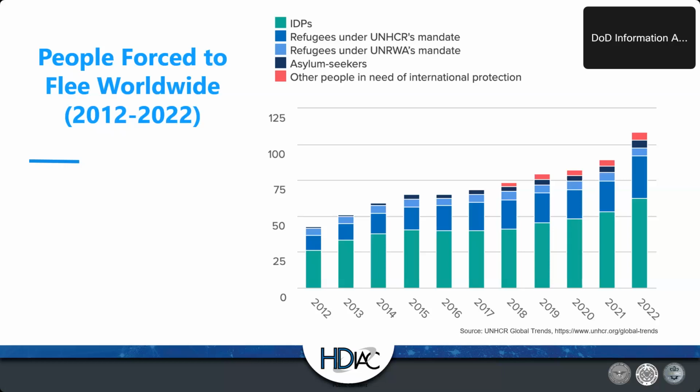And then you have asylum seekers and a newer grouping, or newer definition of people, which is other people in need of international protection. So people who maybe don't meet the exact criteria to be a refugee or to be an internally displaced person, but they still are recognized as needing international protection and help. And again, when you combine all of those together, you're looking at over 100, almost 110 million people worldwide.